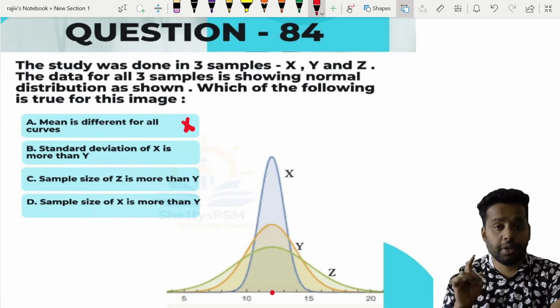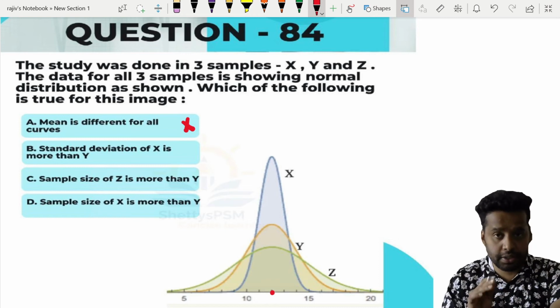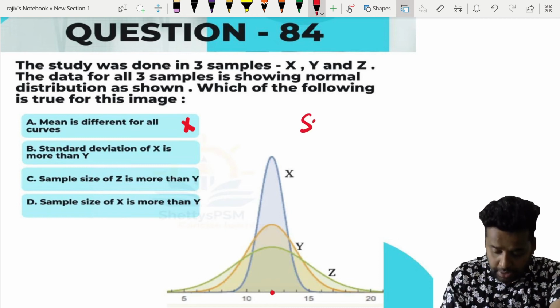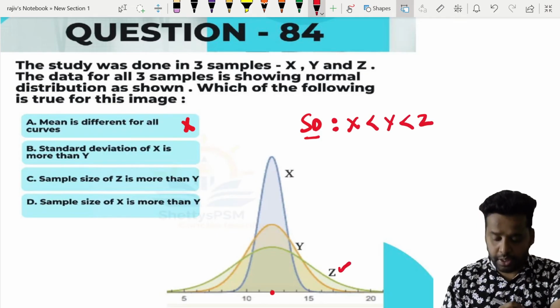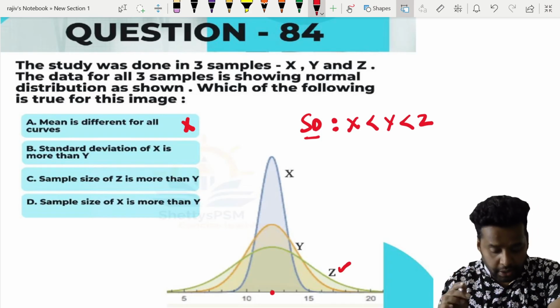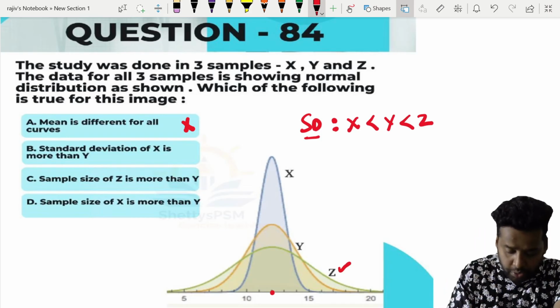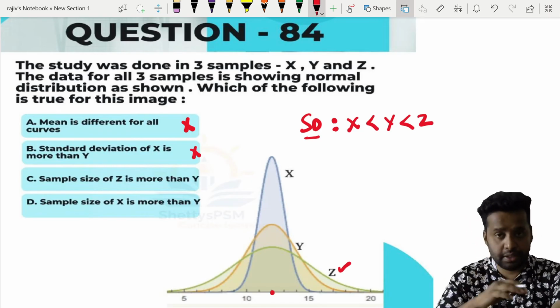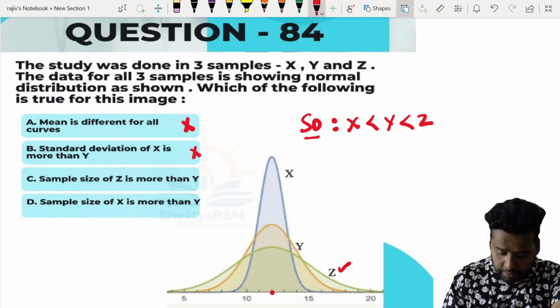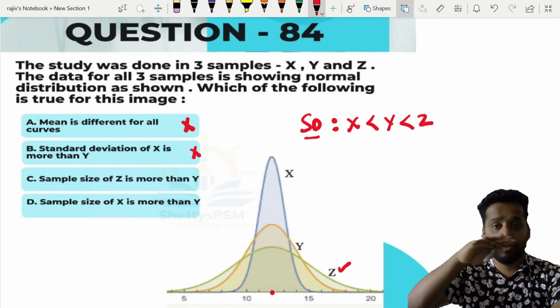Now check the spread of the data. We discussed this in the previous question. Check the spread of the data. Standard deviation is more for Z. See here, standard deviation is more for Z. So standard deviation of X is more than Y? No, this is also wrong. X is less than Y. See here, standard deviation X, Y, Z. Z has more spread.